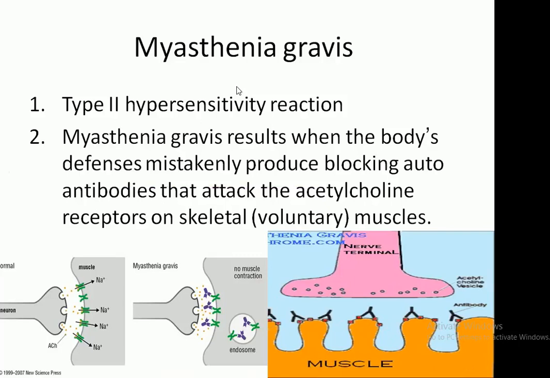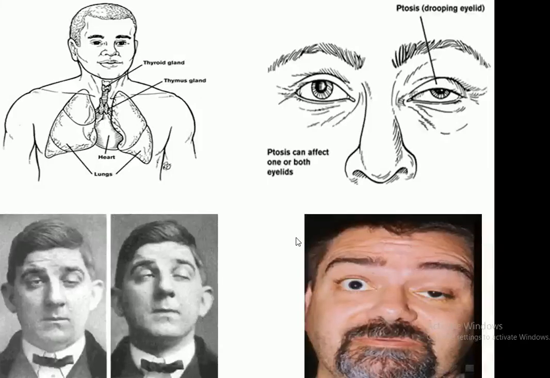Another disease is myasthenia gravis, which is also a type 2 hypersensitivity reaction. It results when the body forms autoantibodies against the acetylcholine receptor on the skeletal muscle, which leads to muscle weakness. The most significant is the muscle of the upper eyelid, which leads to ptosis, either bilateral or unilateral.